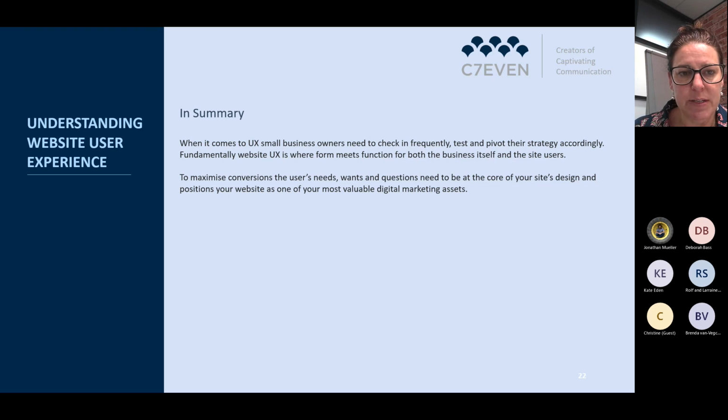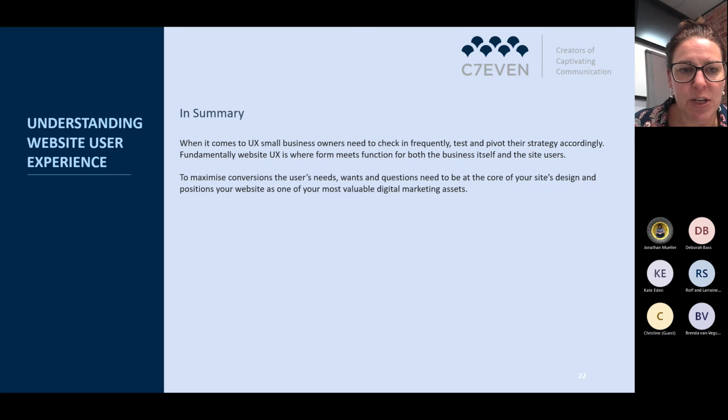So fundamentally, user experience is where form meets function for both the business itself and the site users. So there's got to be a balance. It's got to obviously function and meet the business's objectives, but it's also got to be a seamless and positive experience for the user as well. So we can't obviously have one without that. It can't be an amazing user experience and there's no forms because they sort of didn't work. It's got to basically tick both boxes, and sometimes there needs to be a compromise.